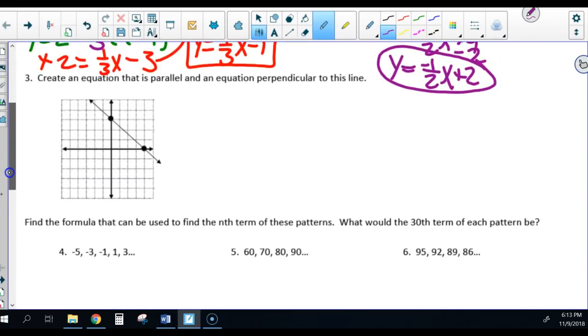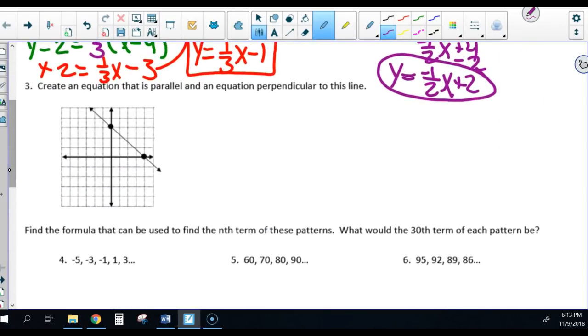Number 3, create an equation that is parallel and an equation perpendicular to this line. I need to know what this line is before I can do anything. I need the equation. I know the slope is rise down 3, run over 4, so negative 3/4 x plus my y-intercept is 3. So there's the equation here.